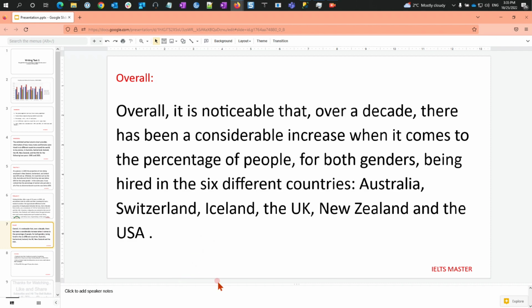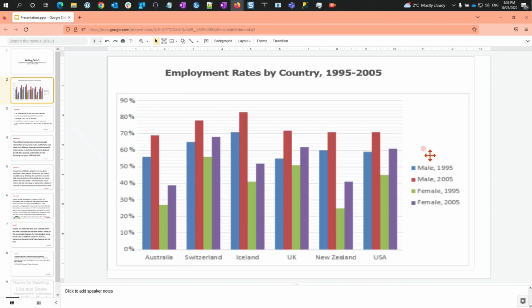I have mentioned this because, again, if I'm giving all the countries' names at the end, sometimes it is clarified, or even you can omit that. It's totally up to you. And overall, I have said that it is noticeable that after a decade, that is, after a gap of 10 years, that is just a synonym that I have mentioned, there has been a considerable increase because every single graph we will see now, let's compare blue with red and green with purple.